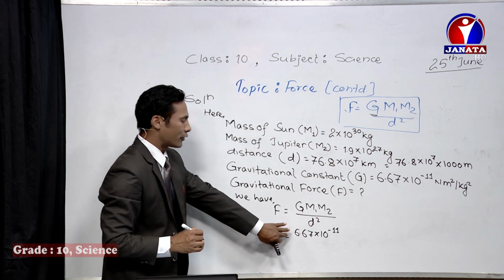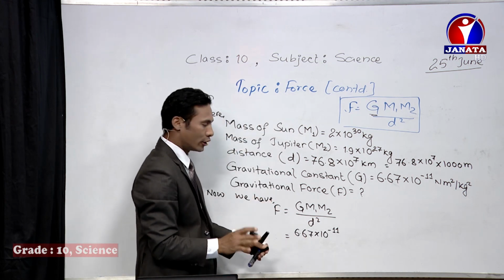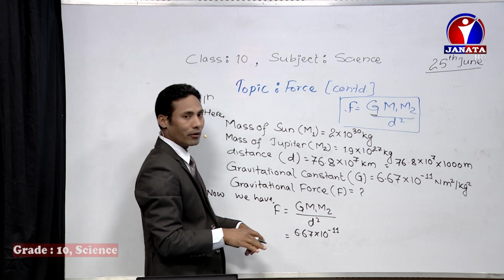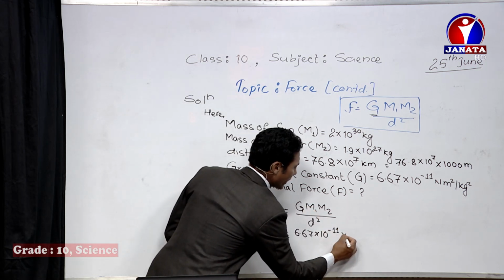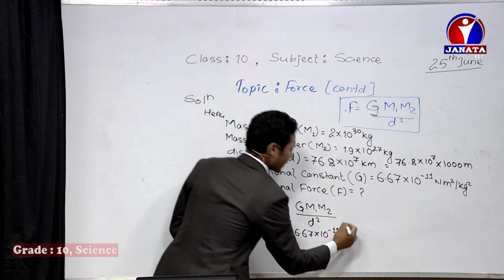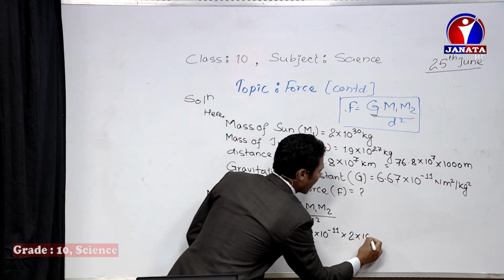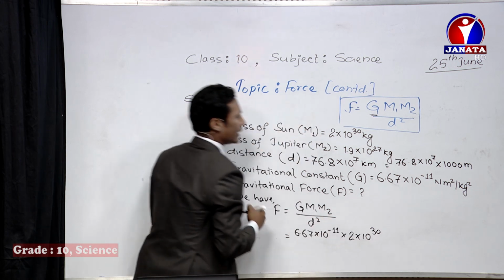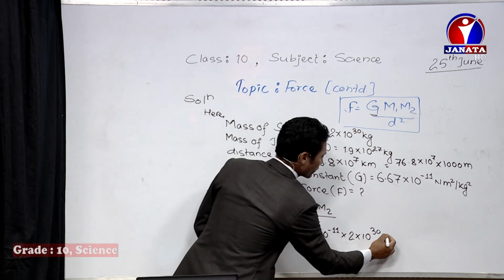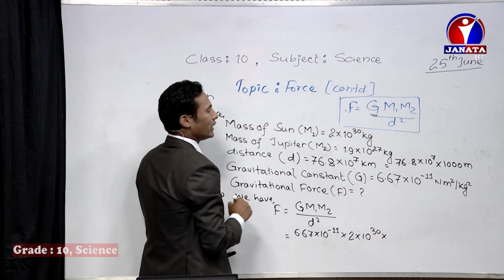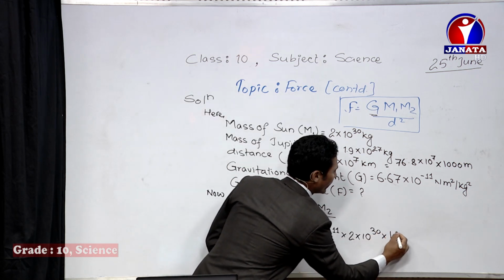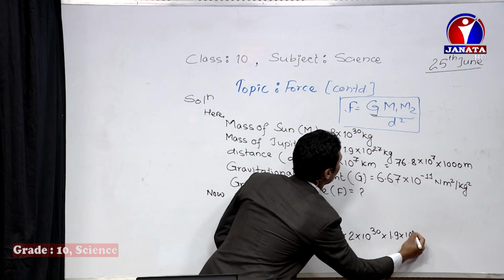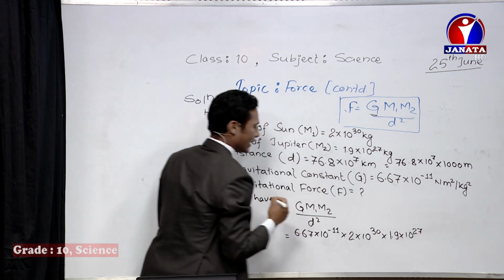This is the value of G. Unit, no need to write down. If you want to write down, no problem, you can write down, but better not to. And this M1 is 2 into 10 to the power 30 kg, right? And M2 is 1.9 into 10 to the power 27 kg.